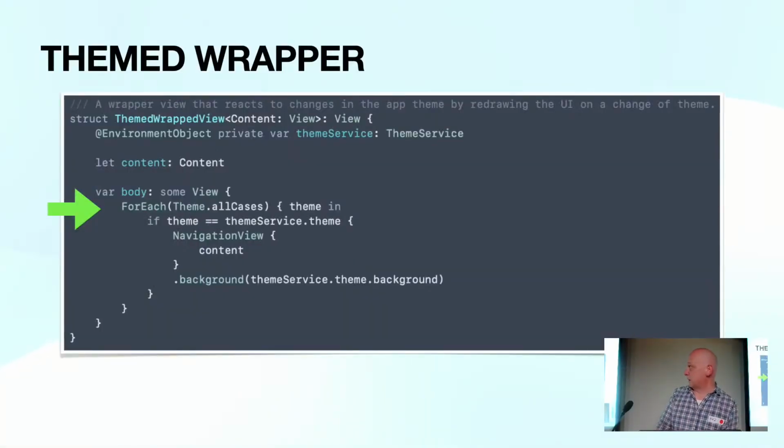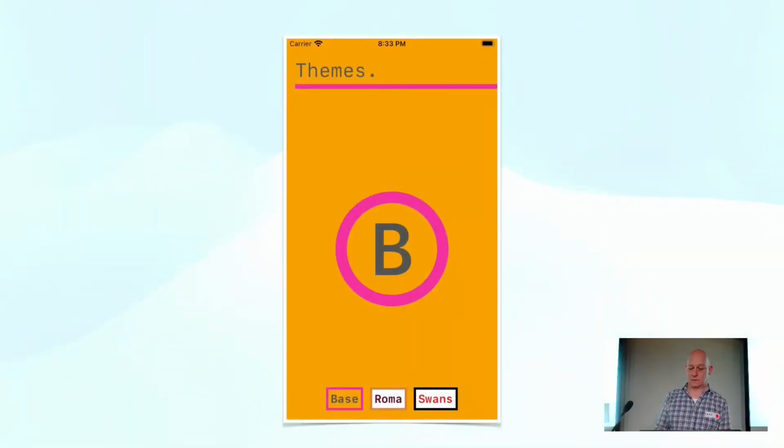And the only thing the themed wrapper does is it checks which theme is being applied in a loop. Using ThemeService.theme in that if statement there, when theme changes, that is enough for that to trigger a redraw of the app. And because this is at the top level, the whole app redraws and redraws every color that's referenced further down your view hierarchy. And that's it. It'll draw your themes.